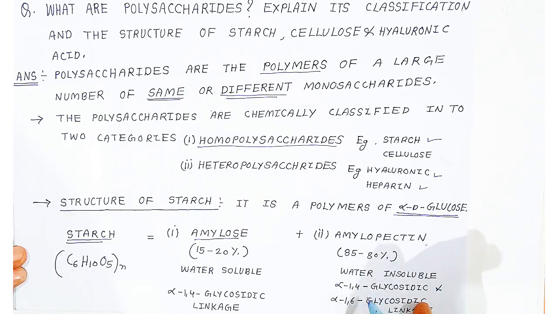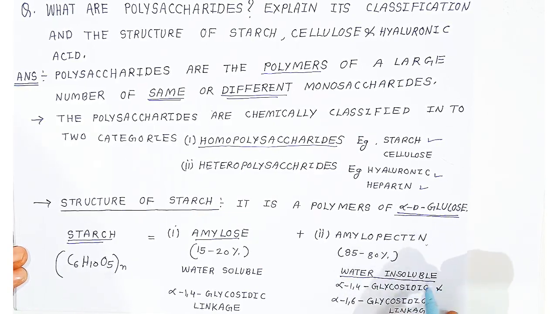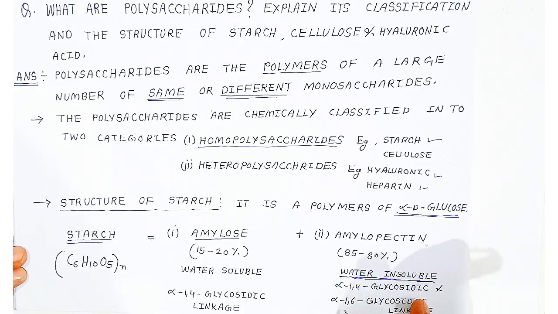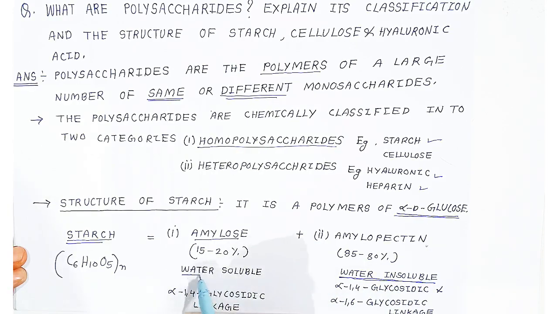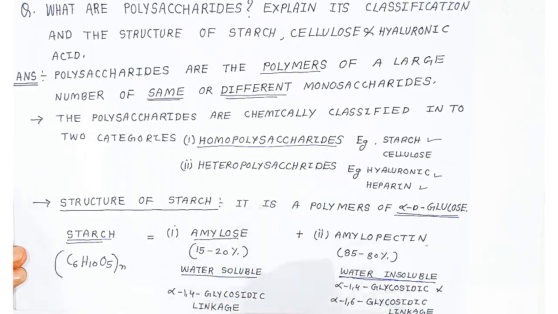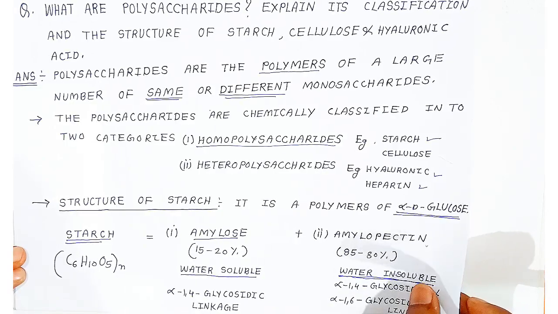Because of these two bonds students, these are what? Water insoluble. Understanding students, very important. Why is it insoluble? Because of this one extra bond, the 1,6 glycosidic linkage. So amylopectin is water insoluble and amylose is water soluble. Understanding students?